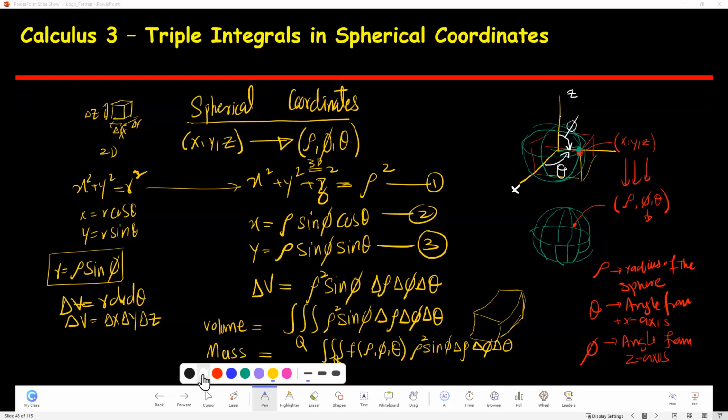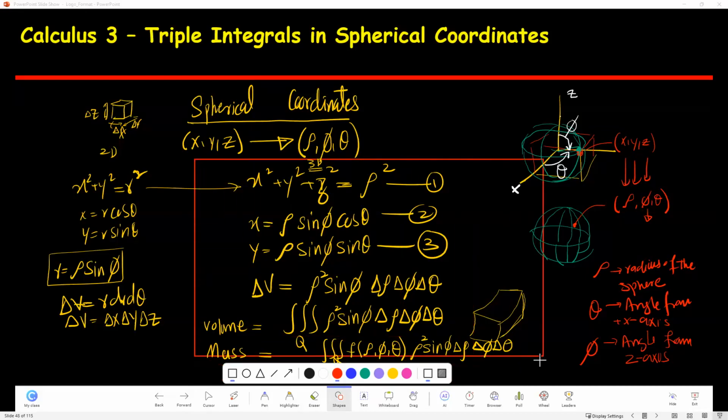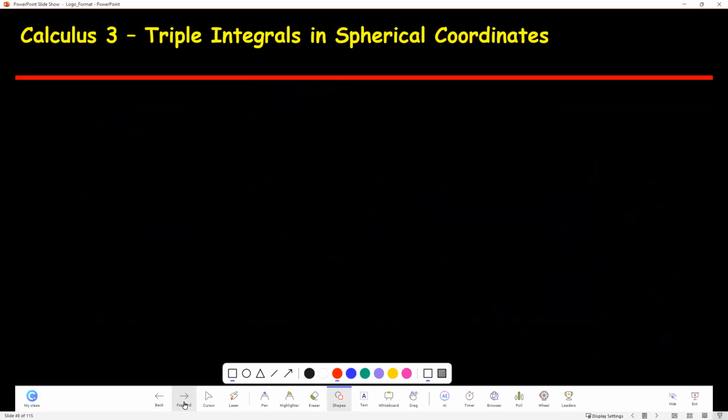So really these are the formulas we were talking about. We're going to make sure we keep them in a box, and these are the formulas. Okay, let's talk about a problem to look into this matter more deeply.